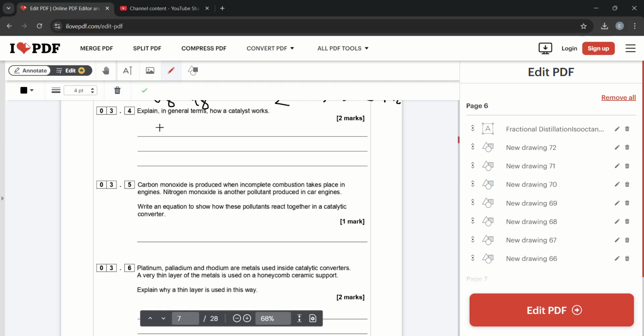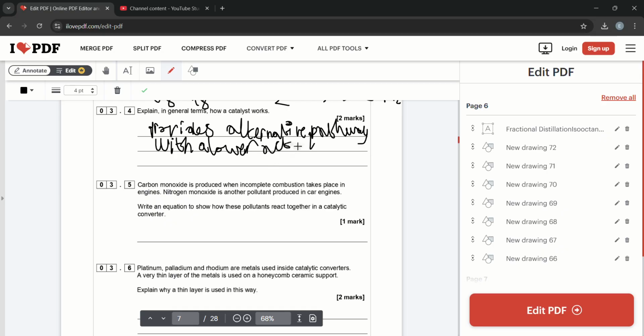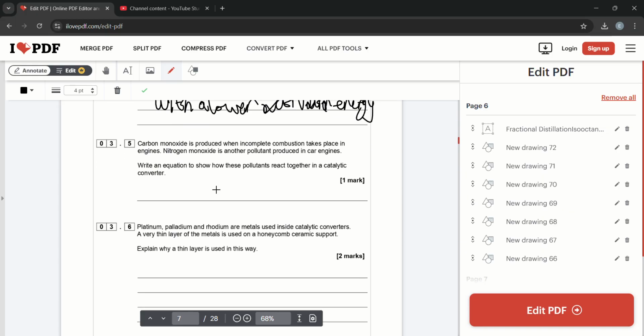Explain how a catalyst works. A catalyst provides an alternative pathway with a lower activation energy. So the 2 key points: alternative pathway, lower activation energy.